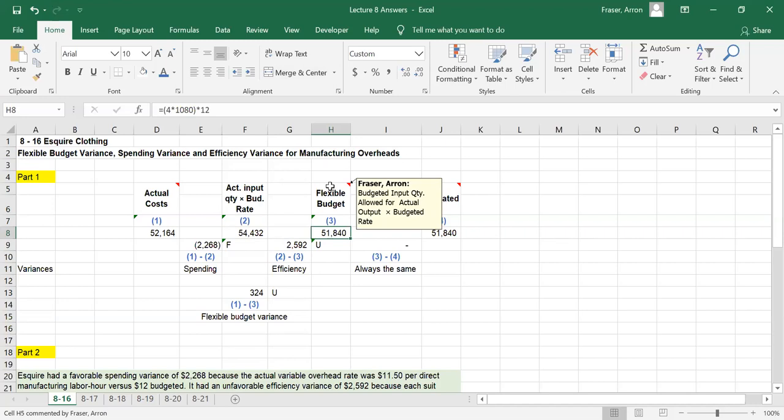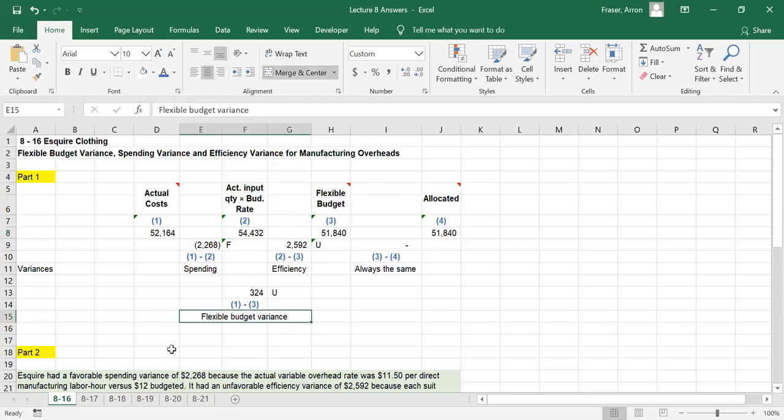So the flexible budget is essentially saying for the production of 10,800 suits, this is the cost that we should incur as variable overhead costs, right? This is the cost we should have incurred, but instead, if we use the actual hours times the budgeted rate, we are showing that we're actually recognizing more costs. So we're saying we were less efficient than we actually were. So you have an unfavorable efficiency variance here, and you had a favorable spending variance simply because the actual cost was less than the actual input times the standard rate that you had of $12.